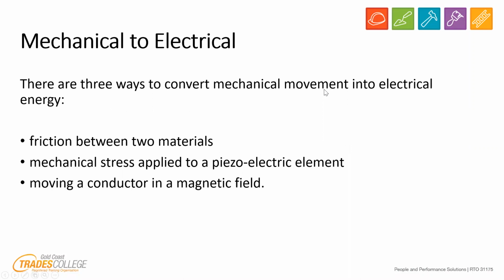The first example of mechanical to electrical is friction, friction between two materials. The second one is a mechanical stress applied to a piezoelectric element. They are crystals. You guys have all used them before, believe it or not. You just don't know you have. And the third is moving a conductor in a magnetic field. That's our generators. So we're going to cover these three now.